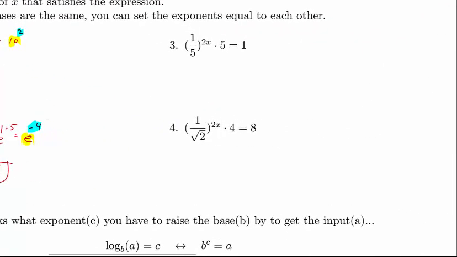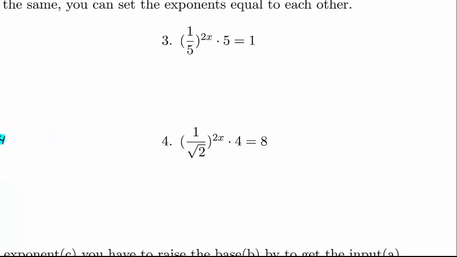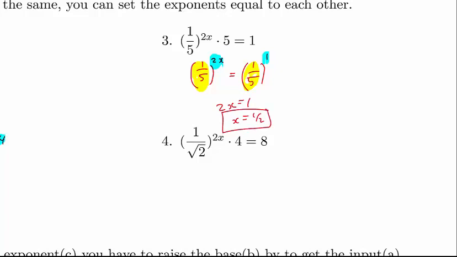This next one, a little more tricky, but not too terrible. There's actually more than one way to solve this. What we're going to do is we're just going to divide both sides by 5 so that we have 1/5 raised to the 2x equals 1/5 to the 1st power. So now we have the bases that are the same, so we can set the exponents equal to each other. And so we have 2x equals 1, so x must equal 1/2.